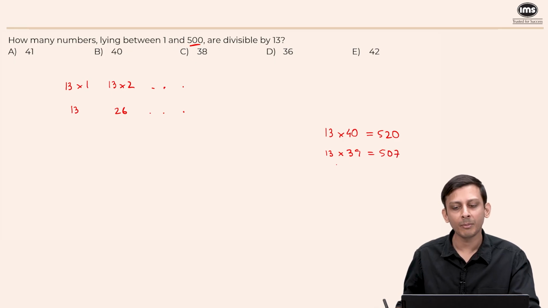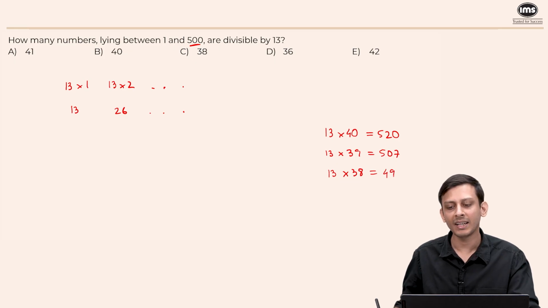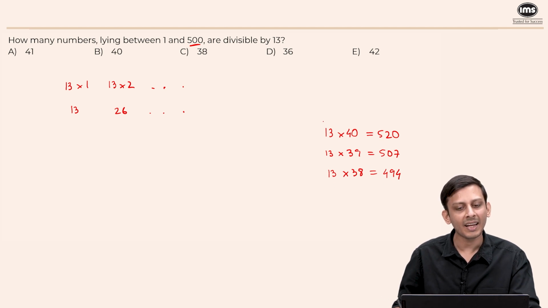Now we'll go one more multiple back, 13 into 38. So 507 minus 13 will be 494. And now we can see that 494 will be the last number in the given range which is divisible by 13, and that will be 13 into 38.